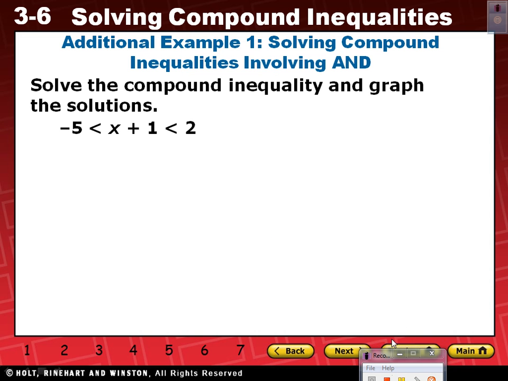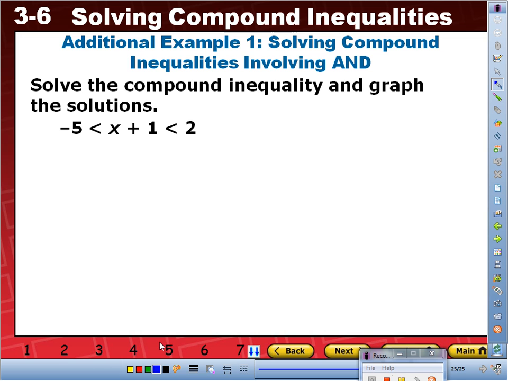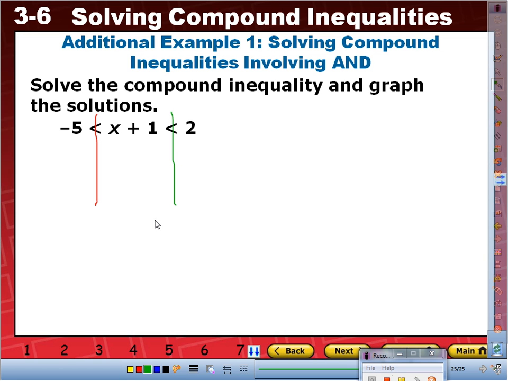Example 1. It says, solve the compound inequality and graph the solutions. -5 less than x plus 1 less than 2. Have your pens handy because this is where we're going to use the different colors. Here it goes. Focus, please. Please stay focused or else you're going to miss this. I'm going to use two colors. I'm going to use red for this side of the inequality, and I'm going to use green for this side of the inequality. Okay?